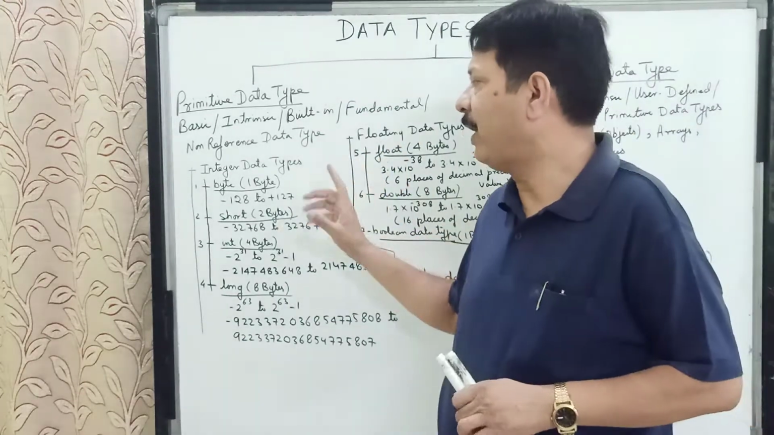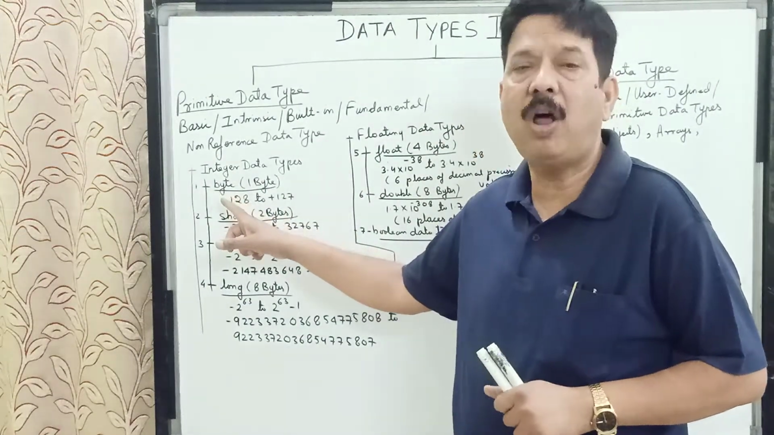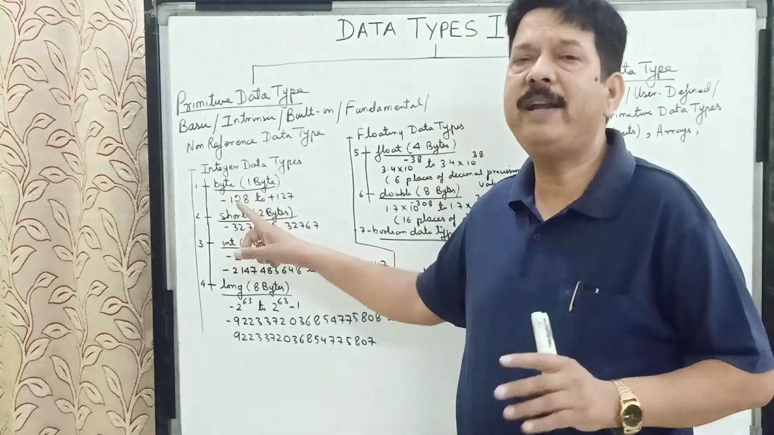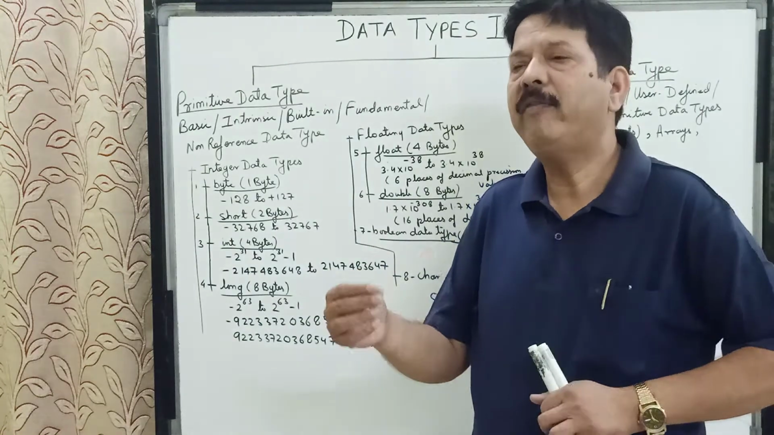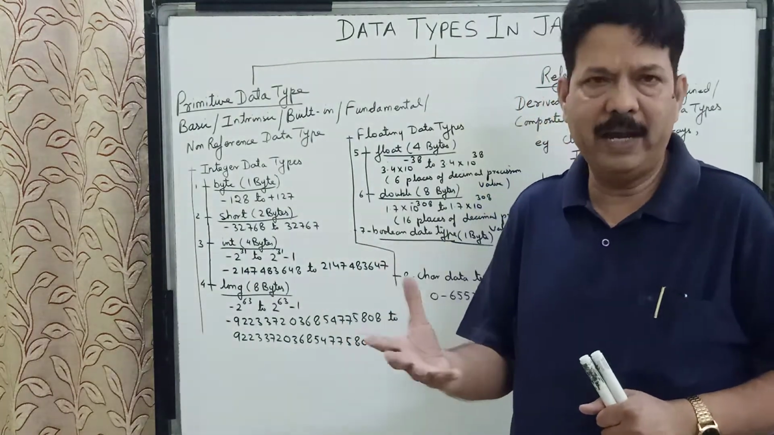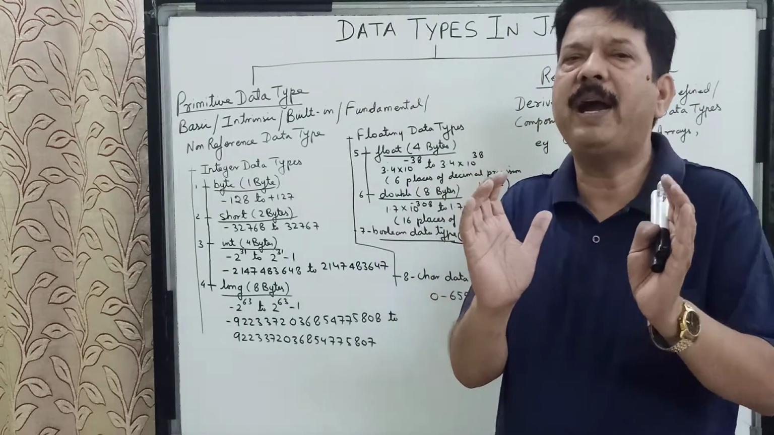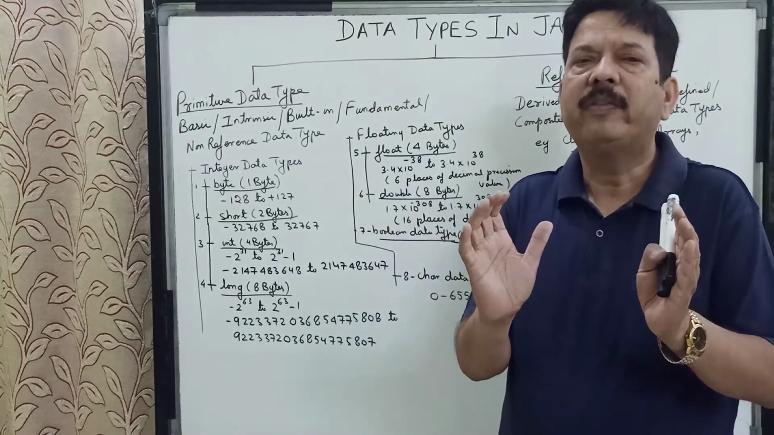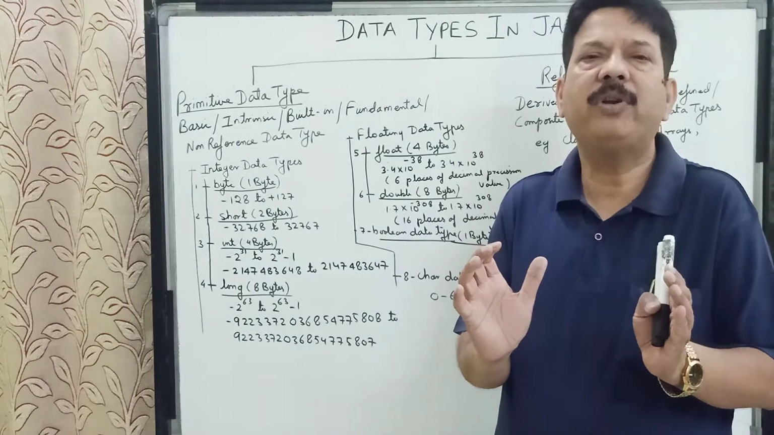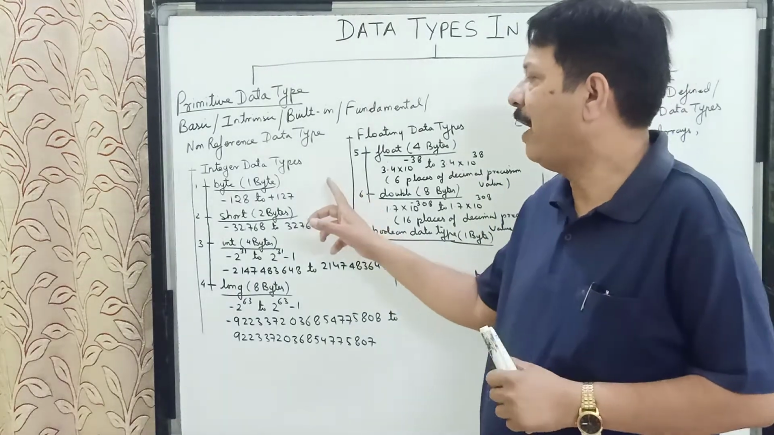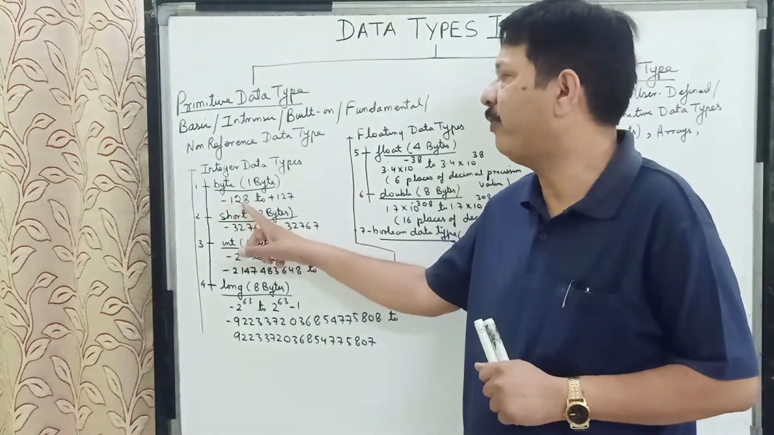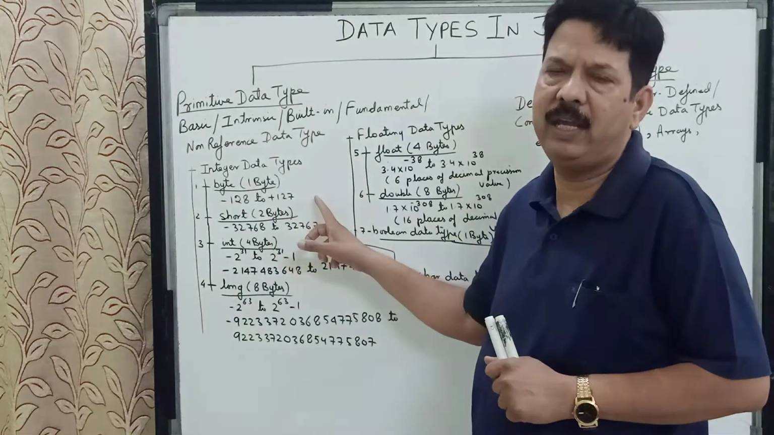So integer data type first is byte. It is written in small letter. If you want to define a data of type byte, it only occupies 1 byte of memory size in the memory of computer, that is in RAM. And the data which it can hold is from -128 to +127.